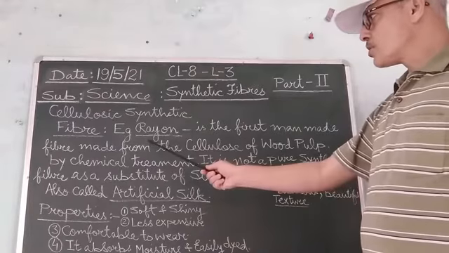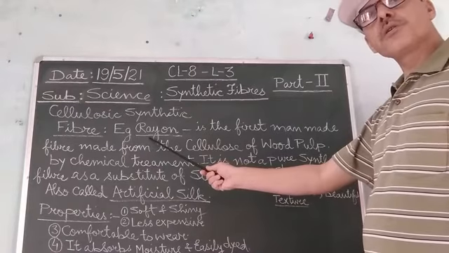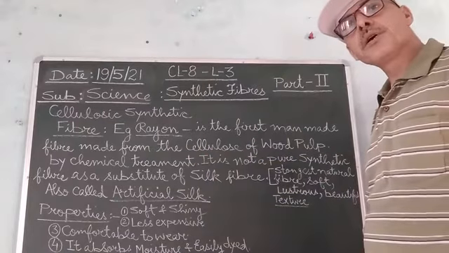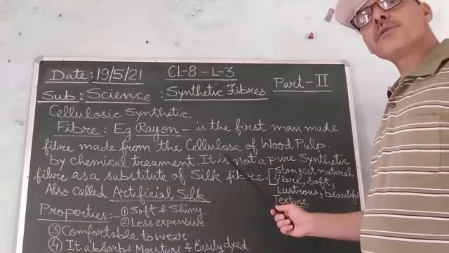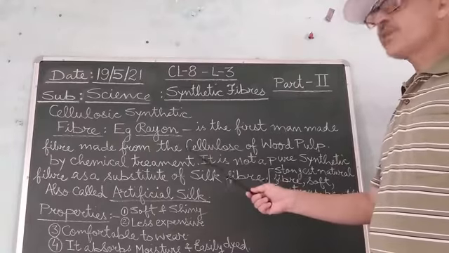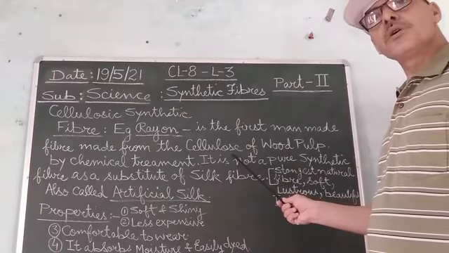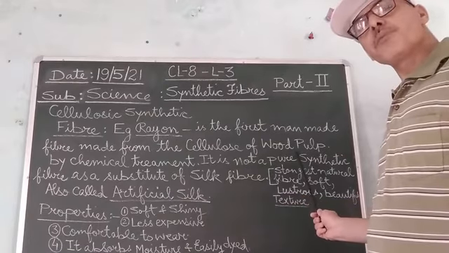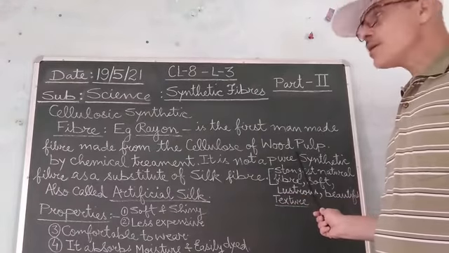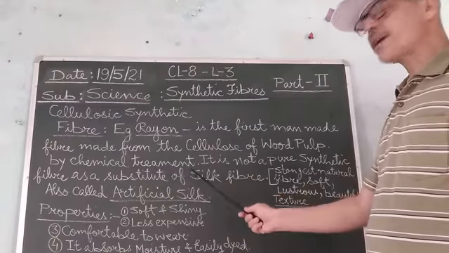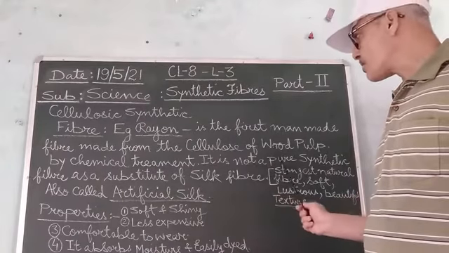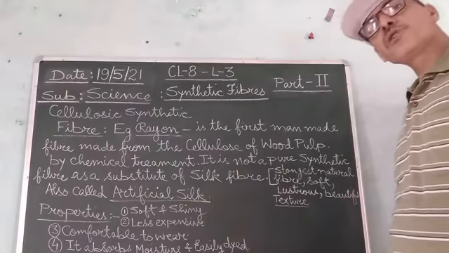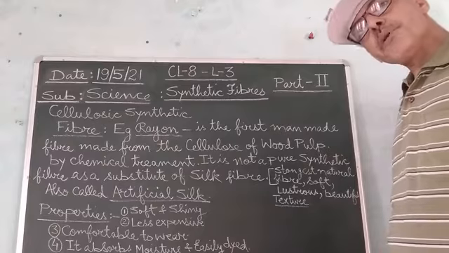So this rayon, which is a very good example of the cellulosic type of synthetic fiber, is made from the cellulose, which is obtained from the wood pulp of the plant by chemical treatment. So by chemically treating this cellulose, this rayon type of cellulosic synthetic fiber is prepared or made.